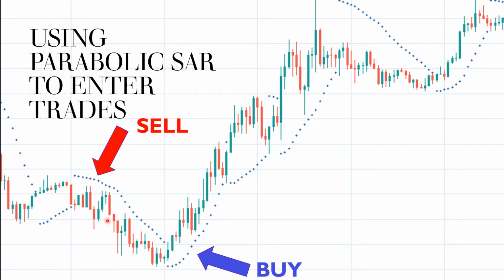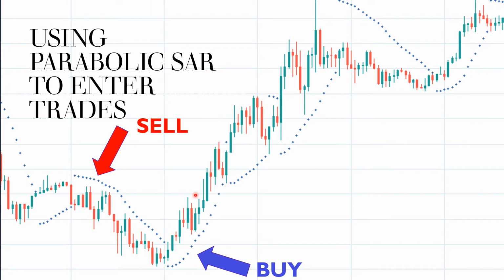Let's look at this example right here. As you can see right there, there's a single dot above the price. And so you may enter a sell here thinking that it's going to come down, but obviously it does not. So how do we fix this problem?